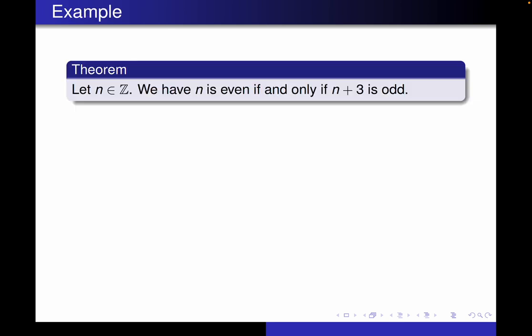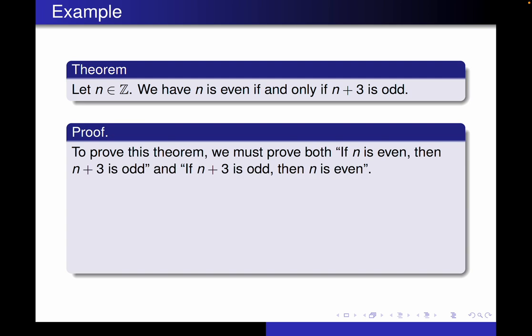All right, so here's an example. Let n be an integer. We have n is even if and only if n plus 3 is odd. So first thing we're going to do for our reader is let them know that we're not going to prove it directly. We're going to use an equivalent statement. So to prove this theorem, we must prove both if n is even, then n plus 3 is odd, and if n plus 3 is odd, then n is even.